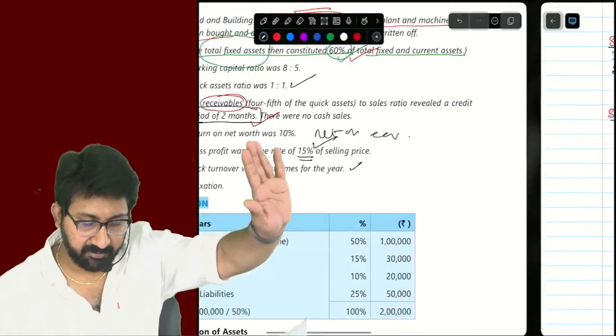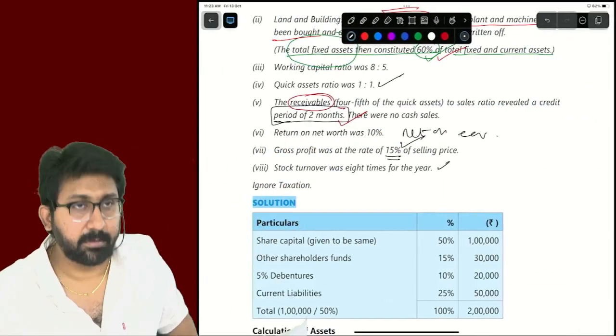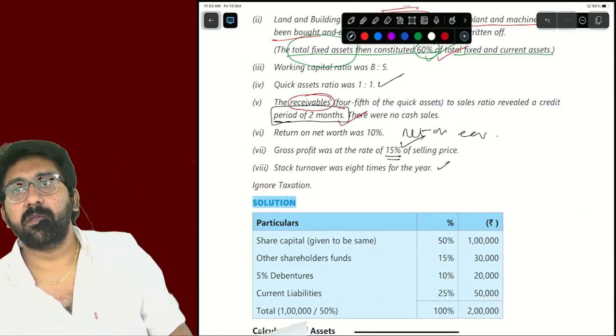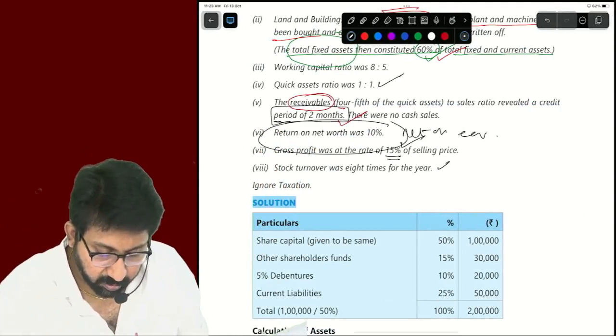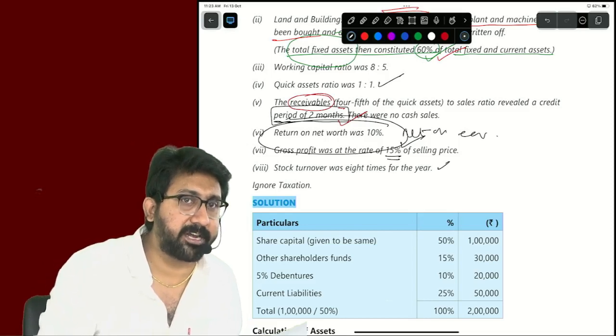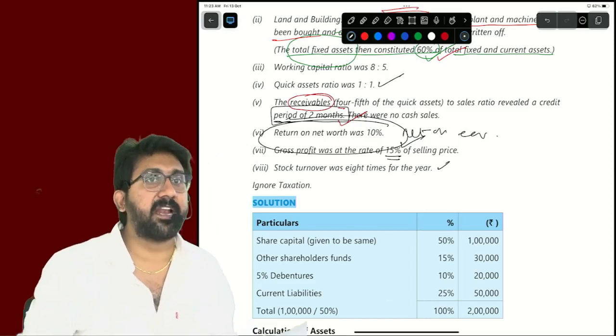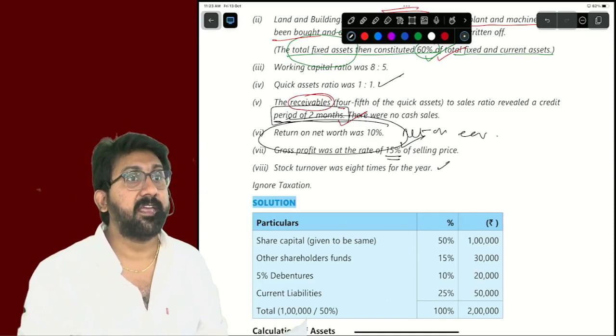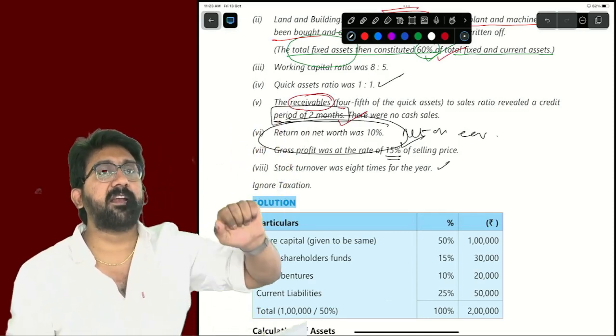Now everyone tell me, we calculated. 1 second, listen carefully. Why is the return on net worth point given in the question? Can you please explain? To calculate the net profit. Gross profit we calculated as how much?